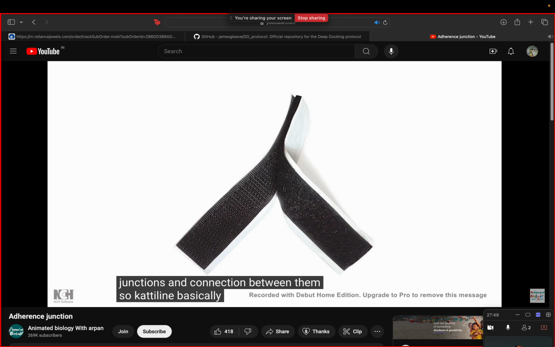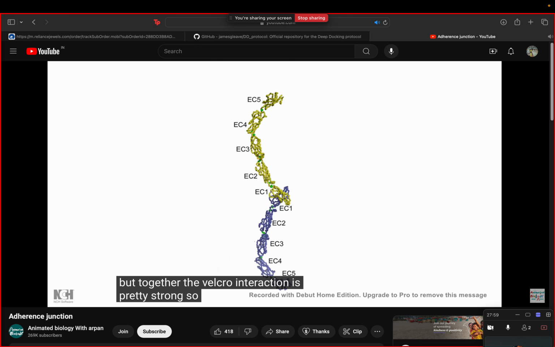So cadherin basically connects two nearby cells like Velcro. Each of the interactions in the Velcro is weak, but together the Velcro interaction is pretty strong. This is a crystal structure of the cadherin, which shows the EC1 domains of the cadherins coming from each side of the cells interacting with each other, and the cadherins need calcium for their interaction. It has been seen that when the calcium is washed away or chelated, in vitro or even in vivo, the cadherins cannot interact with each other in a strong manner.